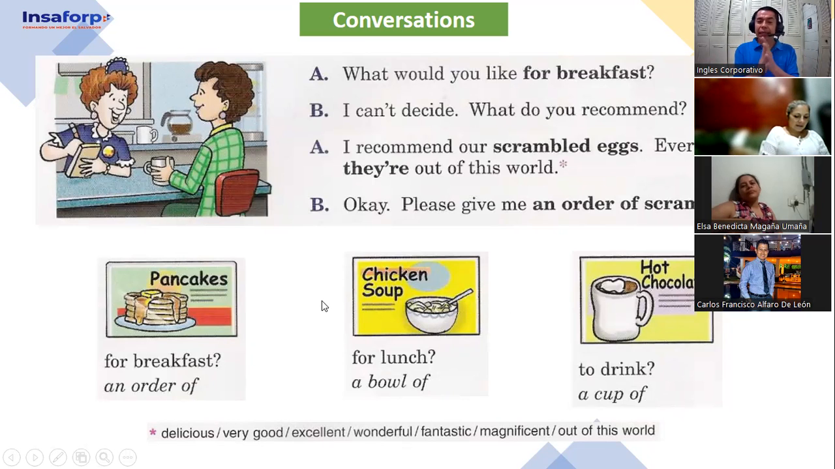Good. Now, we are going to make a substitution. You are going to say, I recommend our pancakes. Don't say scrambled egg. You say pancakes or chicken soup or hot chocolate. Everybody says, not say, it says, they're fantastic, they're excellent, et cetera. And then you say, okay, please give me an order of pancakes. Substitution, understand?